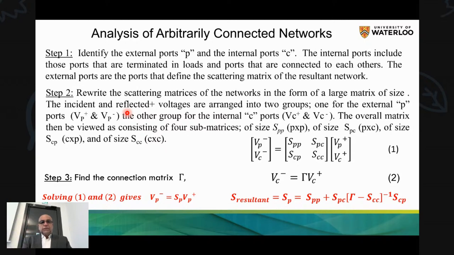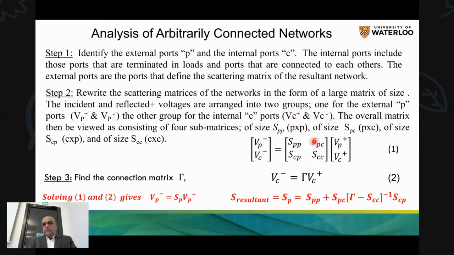So what you do, you rewrite these scattering matrices in the form of larger equations. If you have networks of four ports, three ports, five ports, we have 4 + 3 + 5, so 7 + 5 = 12. So it's 12 equations. You write it as a matrix in that big form, where you have VP minus and VP plus at the top, and VC minus and VC plus. These vectors represent the internal ports.